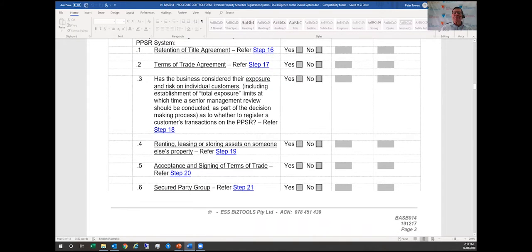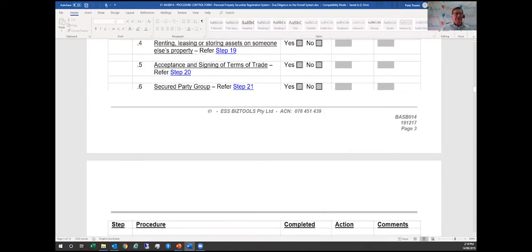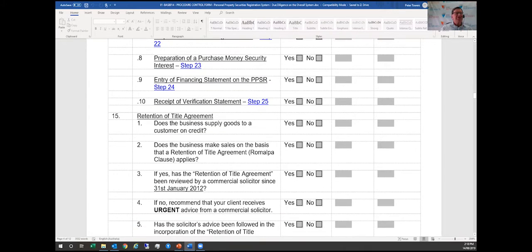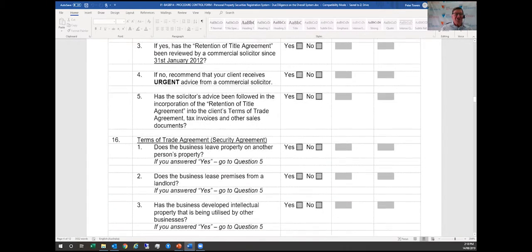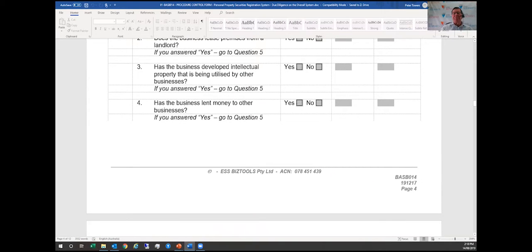So that's the process of the Personal Property Securities Register procedure control form. It guides you through the process. Some of the questions will not be applicable, but they're all there to prompt you to be asking questions of your client, because we envisage that you are undertaking a due diligence review and you want to determine whether any of these items are causing concerns to your client.